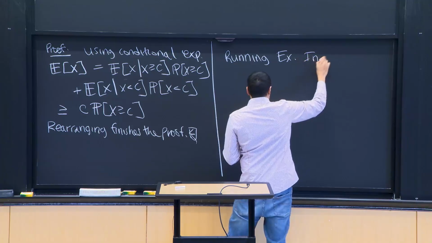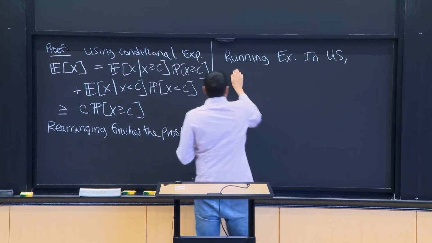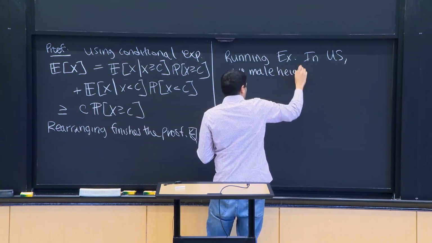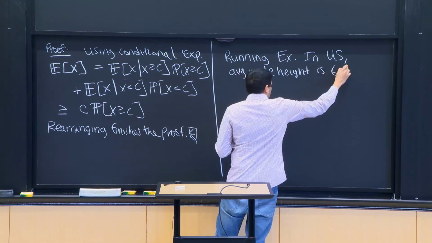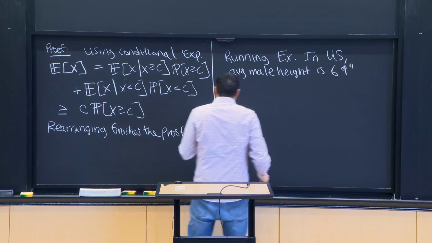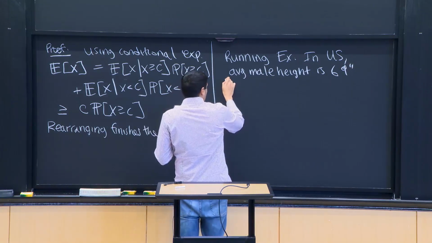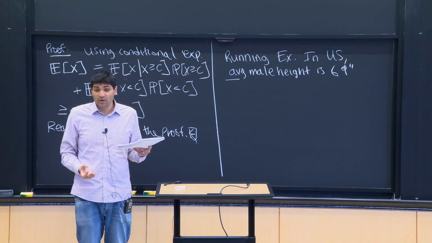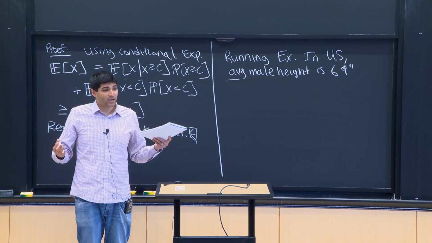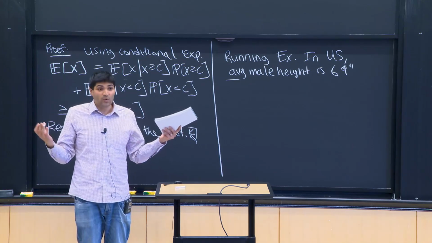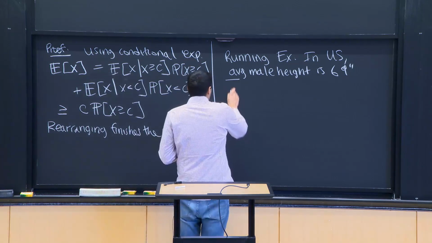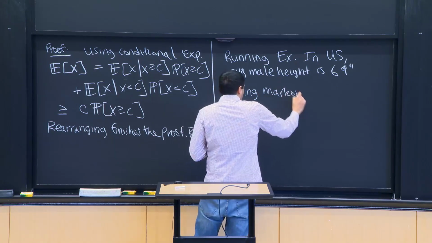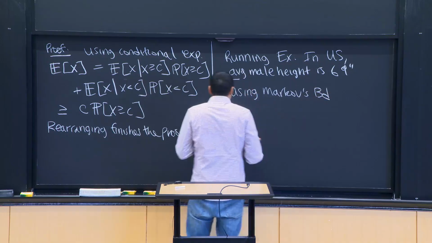So in the US, the average male height is about 69 inches. Okay? So we can use this fact to reason about the probability that someone is super duper tall, because x, being the height of a random male in the US, is a random variable. So we know its expectation, and we can use Markov's bound and just see what Markov's bound tells us.